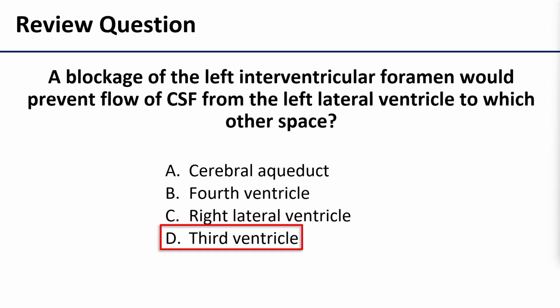All right, the correct answer here is D, the third ventricle. Both of those lateral ventricles will flow into the third ventricle, and they each have their own little interventricular foramen that they use to pass cerebrospinal fluid down.